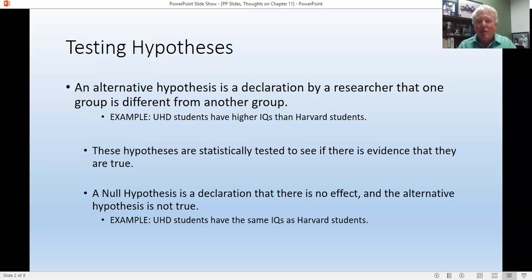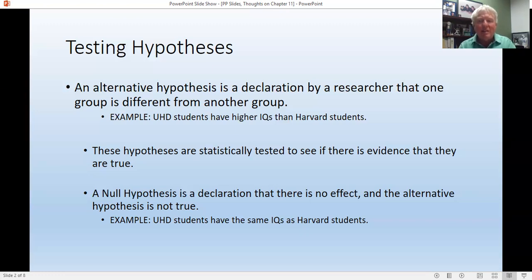So we have two examples on this page. Alternative hypothesis, that's the researcher hypothesis: UHD students have higher IQs than Harvard students. The null hypothesis, which basically says there's no effect, is that UHD students have the same IQ as Harvard students.